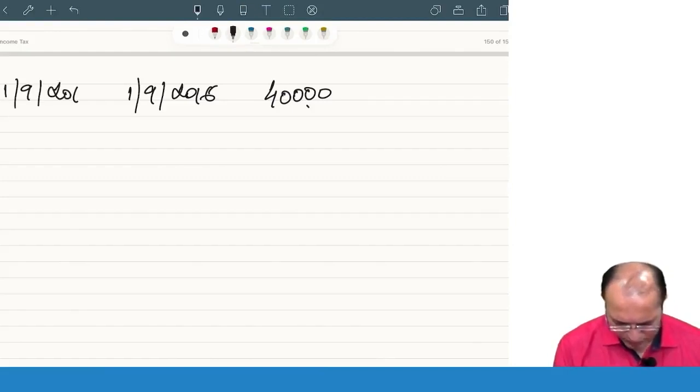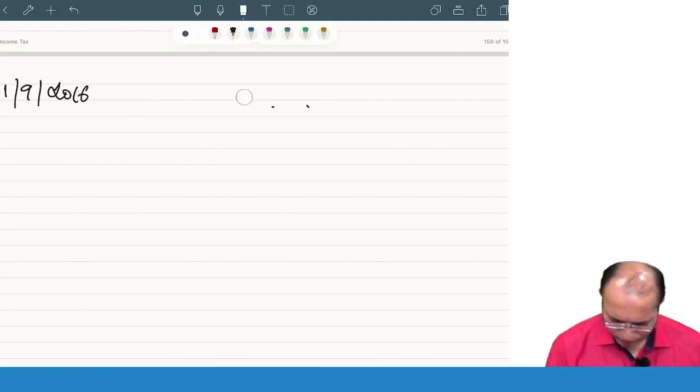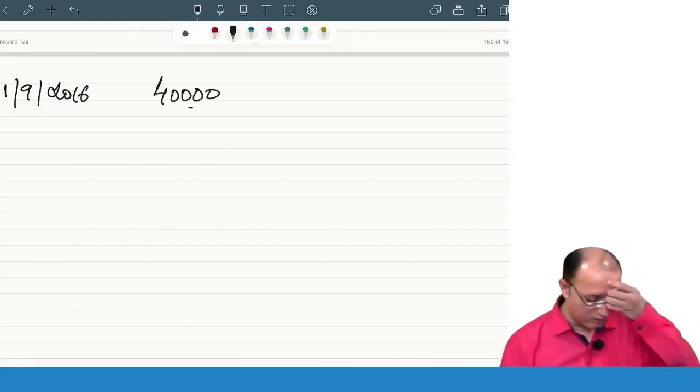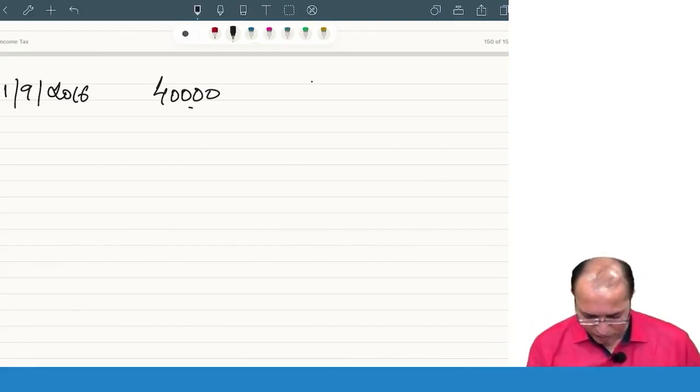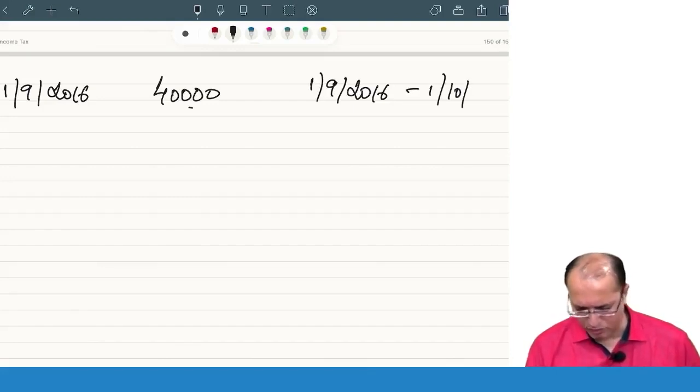This was acquired by the company on 1st September at a cost of 40,000. This was sold to the employee on 1st October 20. So what is the time period from 1st September 2016 to 1st October 2020?